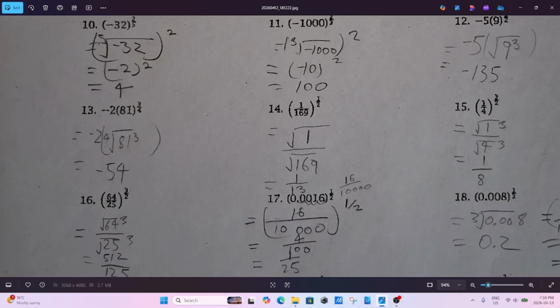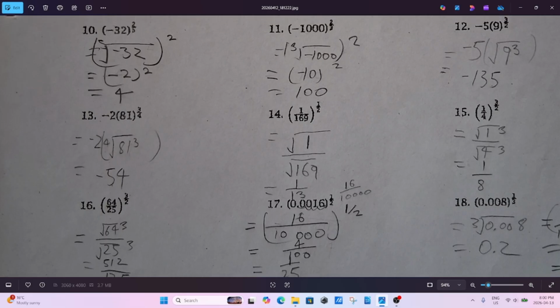Question 10, negative 32 to the 2 over 5 is the fifth root of negative 32 squared, equal to negative 2 squared, equals 4. Question 11, negative 1000 to the 2 over 3 is the third root of negative 1000 squared, which is equal to negative 10 squared, which is equal to 100.